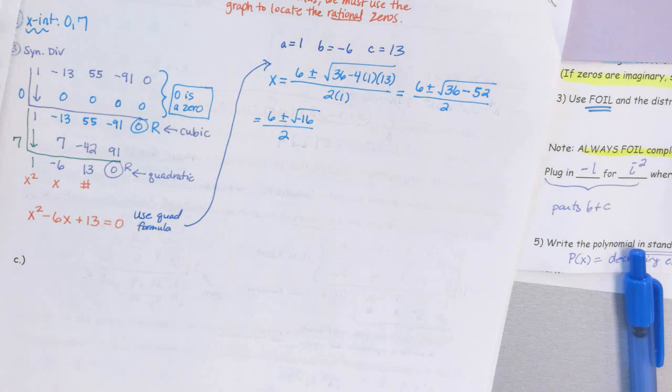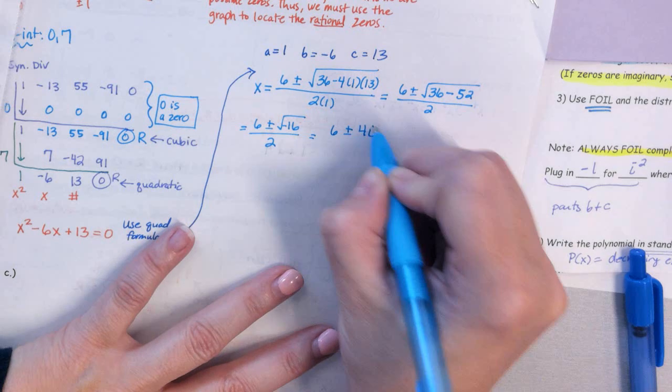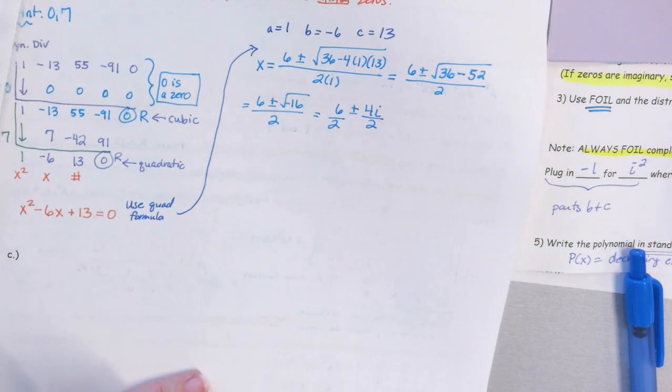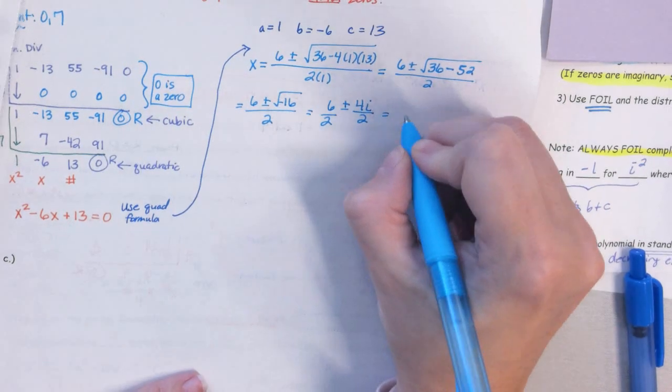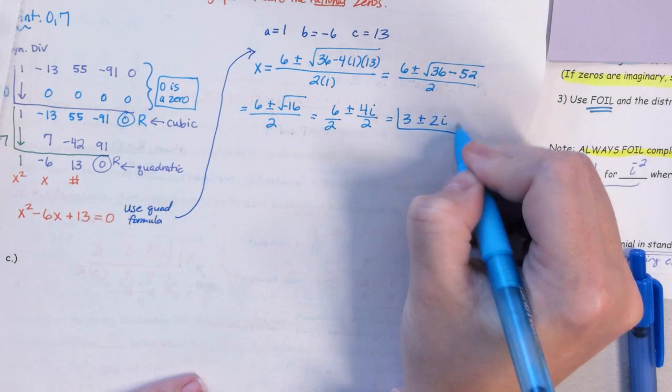All right, so now we simplify. What's the square root of negative 16? 4i. All right, awesome. So this is going to be 6 plus or minus 4i. And then remember, you're dividing each of these by 2. So this is where you're going to simplify. So you have 3 minus, yeah, how do we do?